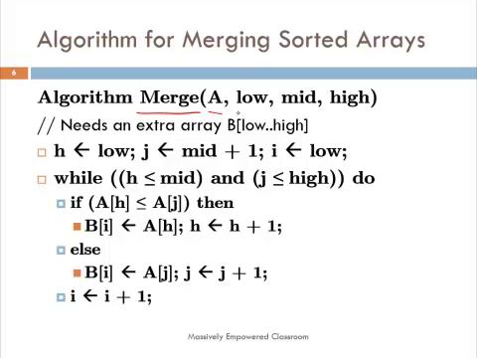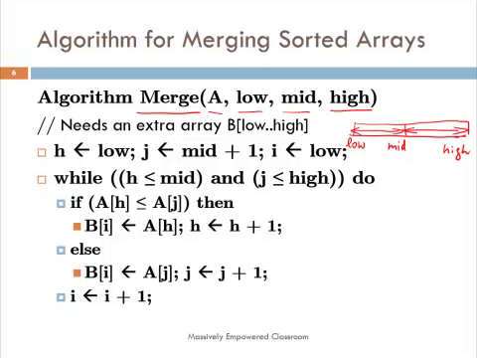and three things: low, mid, and high. Right? So let's see what these are. Instead of having two separate arrays, here we are assuming that the array A has two parts. Right? So here is from low to mid and mid plus 1 to high. This is the first sorted array. This is the second sorted array. The entire thing is not sorted.